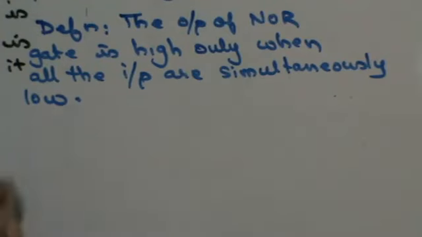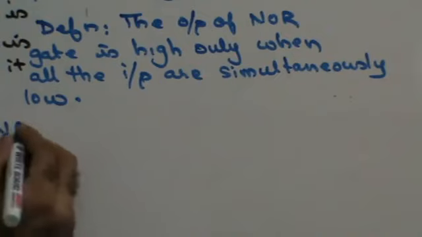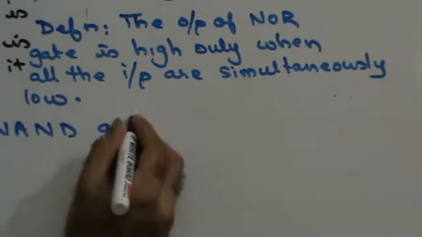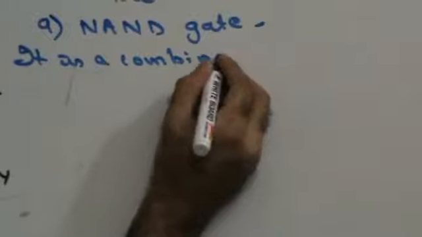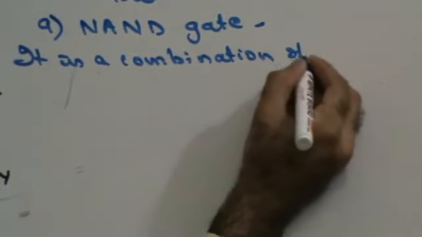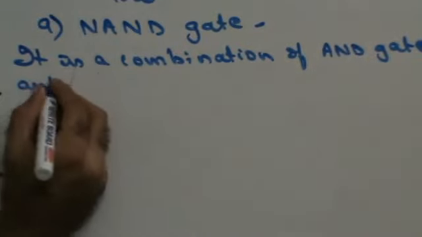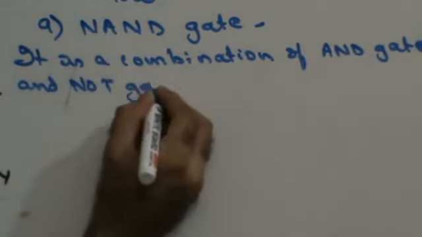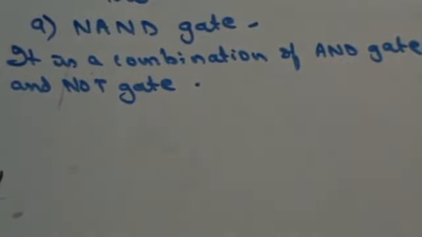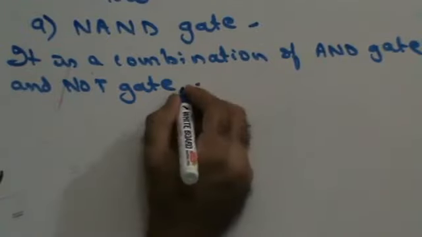The next gate that you have is NAND gate, right? What is a NAND gate? It is nothing but a combination of AND gate and NOT gate. The output of the AND gate is connected to the input of the NOT gate.